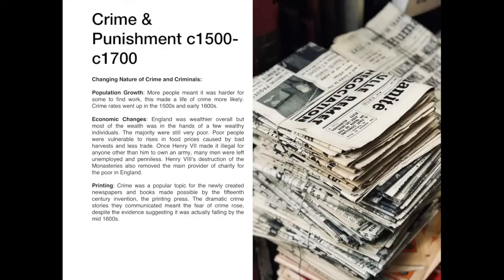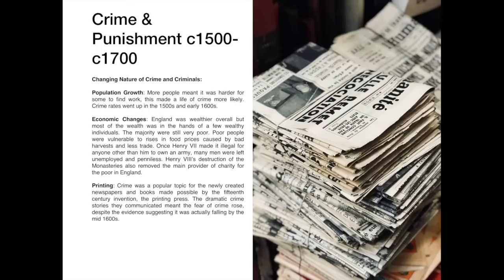Factors that changed the nature of crime and criminals. Population growth. More people meant it was harder for some to find work. This made a life of crime more likely. Therefore, crime rates went up in the 1500s and early 1600s.